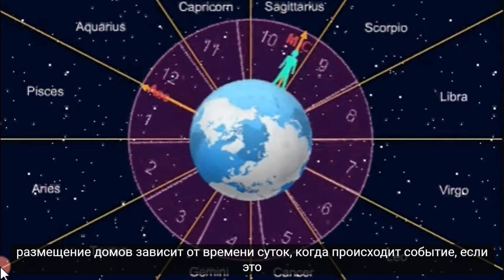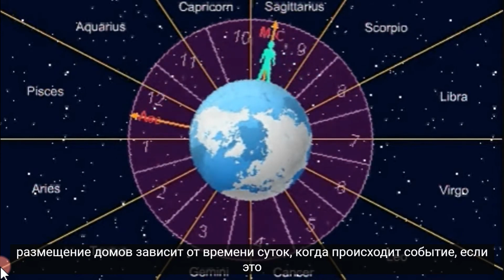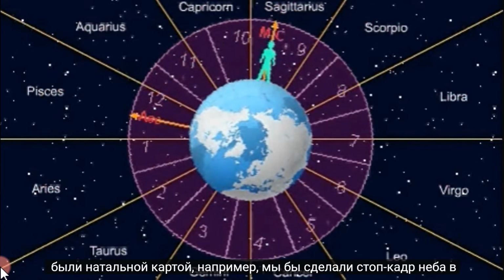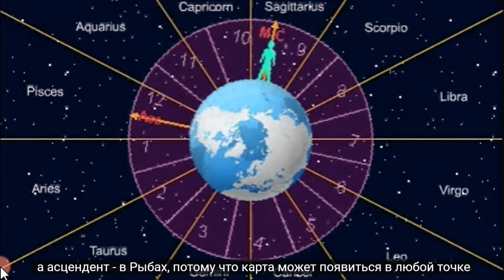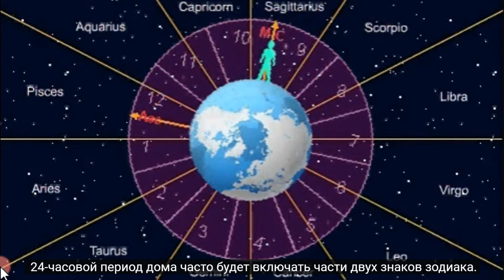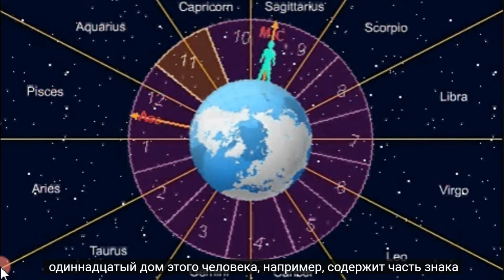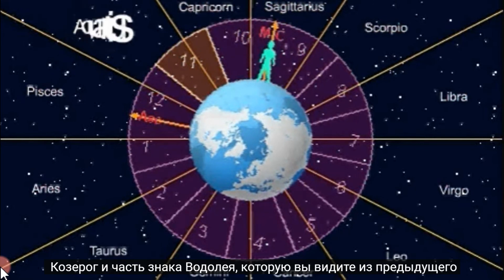The placement of the houses depends on the time of day an event occurs. If this were a natal chart, for example, we would take a freeze frame of the heavens at the time of birth. In our example, this individual's midheaven is Sagittarius and the ascendant is Pisces. Because a chart can occur at any point in a 24-hour period, a house will often include portions of 2 zodiac signs. This individual's 11th house, for example, contains a portion of the sign Capricorn and a portion of the sign Aquarius.